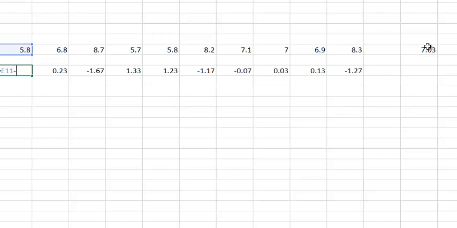Either one is fine. It wouldn't matter in terms of the result, but I'm going to do it this way. I think that's a little bit more intuitive in terms of how it comes out. So over here, it's 1.23 below the mean, all the way to 8.3, which is 1.27 above the mean. Then we take the squares of all numbers.